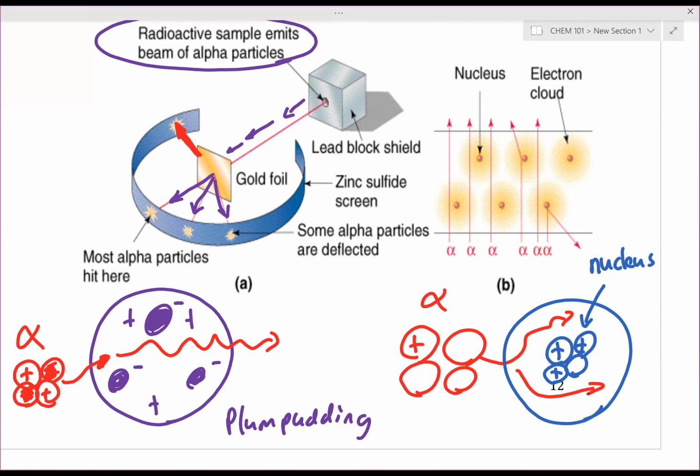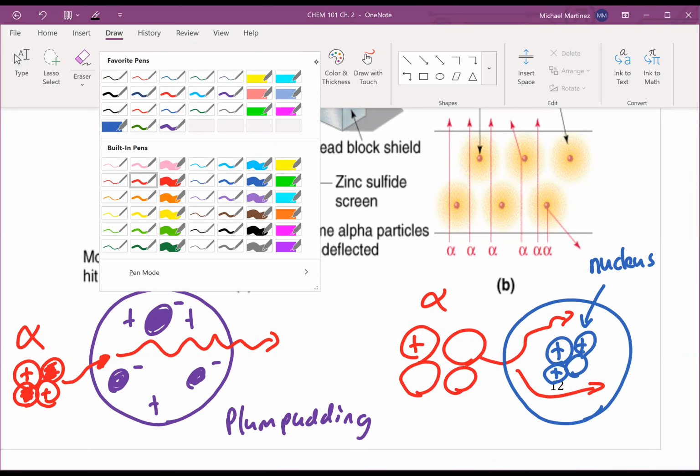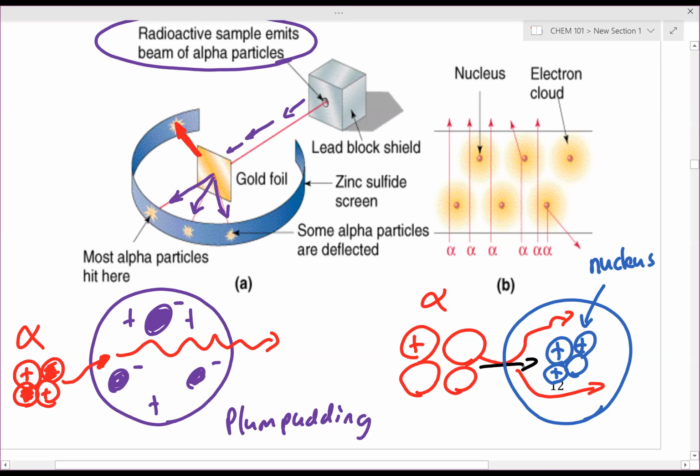Except in the small case where this alpha particle ends up on a trajectory where it directly impacts our nucleus. And what happens when we have these two positive charges trying to reach the same location? Repel. So what's going to happen to our alpha particle? Is it going to deflect wildly? Yes, it's going to deflect off. And that is what we see here.